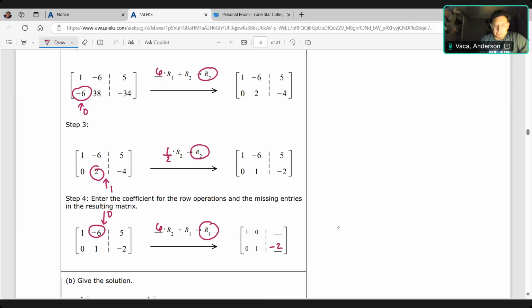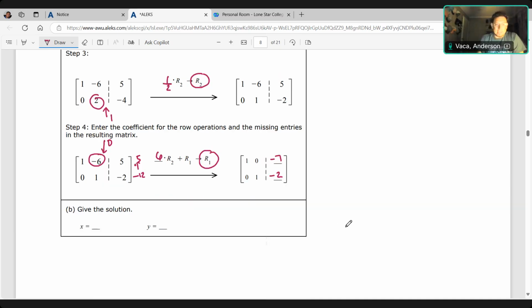So what's this number here? 6 times negative 2 is negative 12. Negative 12 plus 5, that will be negative 7. So therefore, the answer for x is negative 7. Excuse me. The answer for y is negative 2.